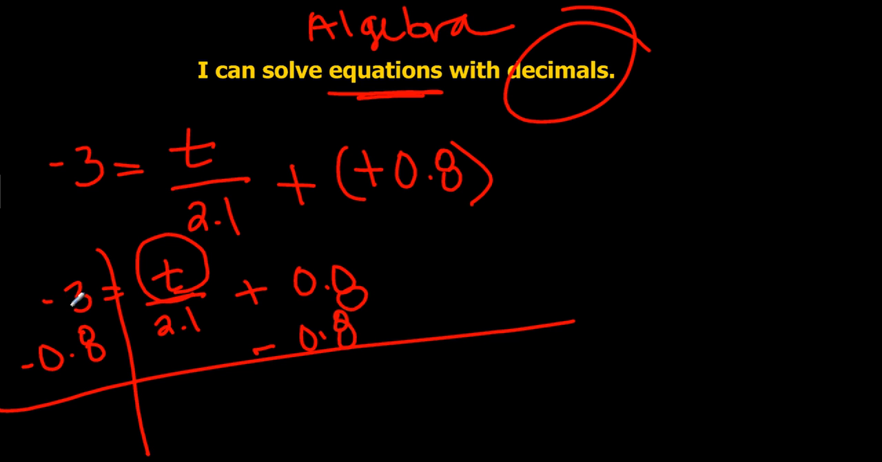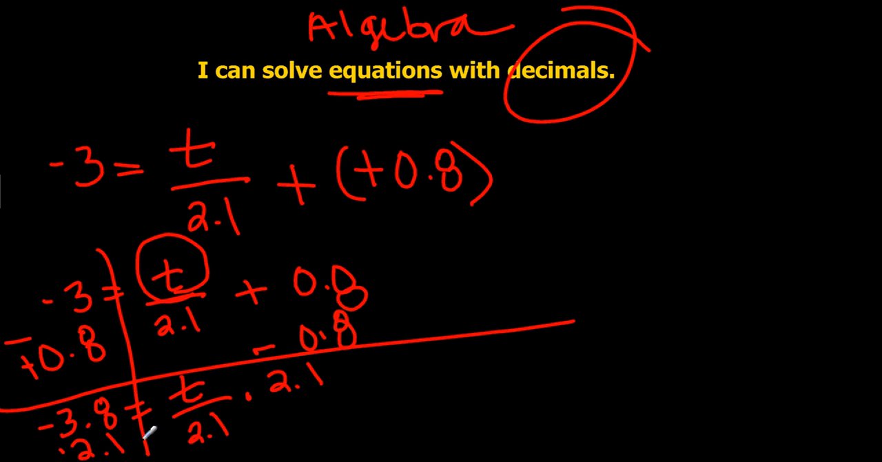Here I can go stop, chop, chop. I have -3 plus -0.8. So that's easy enough. It's just going to be -3.8. Now I have divide by 2.1. The inverse operation of division is multiplication. So I multiply by 2.1.